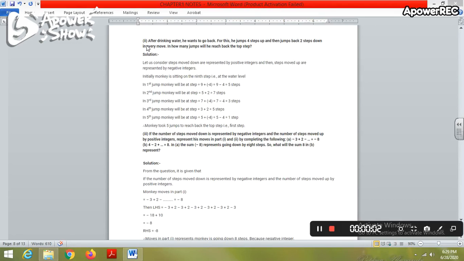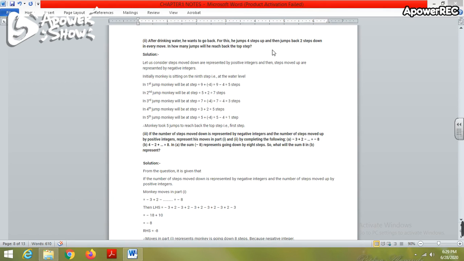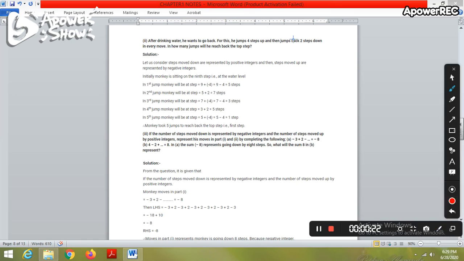Question number 10, part 2. After drinking water, he wants to go back. For this, he jumps 4 steps up and then jumps back 2 steps down in every move. In how many jumps will he reach back at the top step? So here the situation is like this.